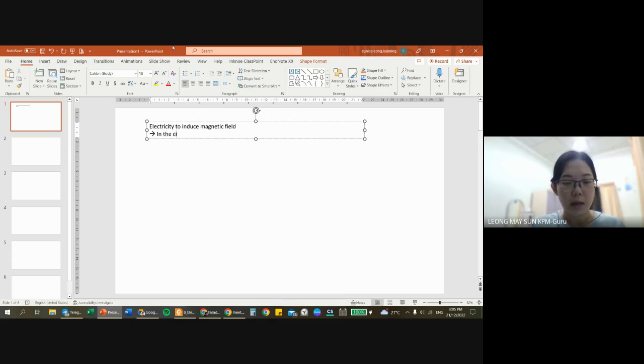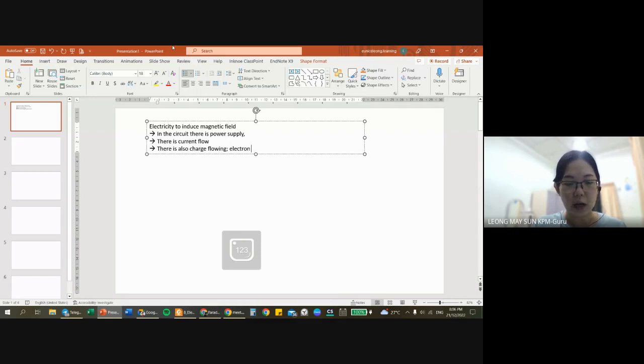in the circuit there is a power supply, there is current flow, and then there is also charge flowing. So this charge can be an electron, which is negatively charged, or later on when we go into electronics, we know that another one would be positive charge.